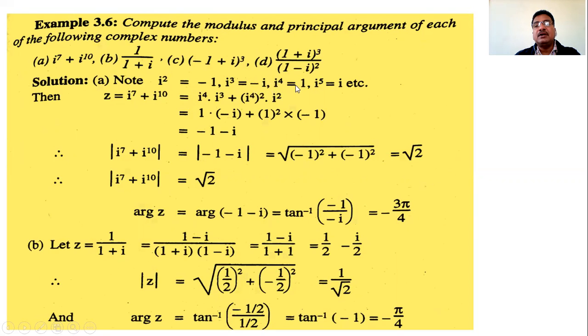i raised to 4 is what? i square into i square, that is minus 1 into minus 1, which is plus 1. i raised to 5 is what? i raised to 5 is i square into i square into i, that is minus 1 into minus 1 into plus 1 into i, which is i.